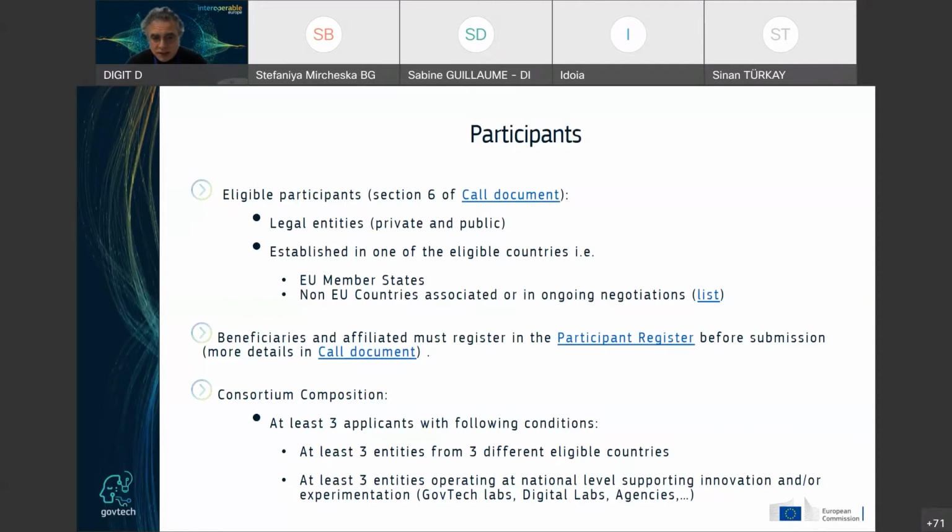experimentation. So the name could be different: GovTech Lab, Digital Lab, Campus, etc., agencies, digitalization agencies. So this is the type of participants, entities we ask to have in the consortium. Of course, the more, the better.